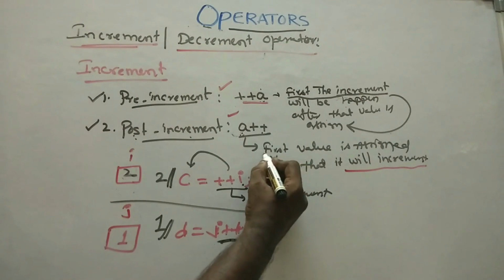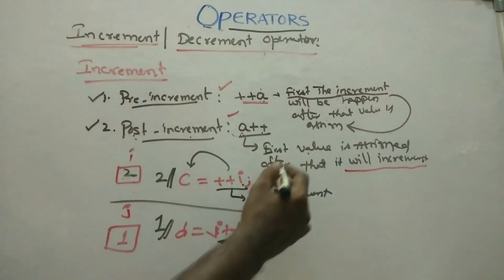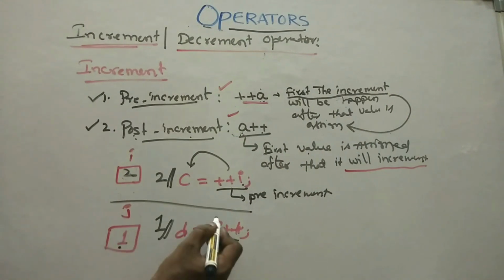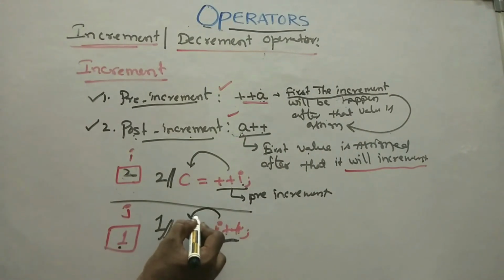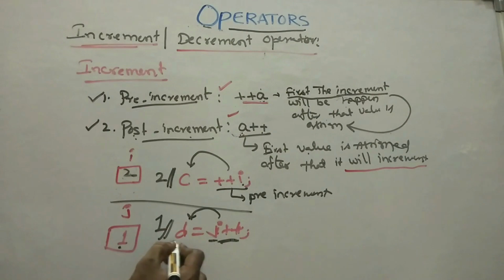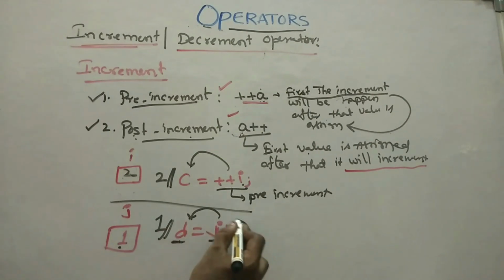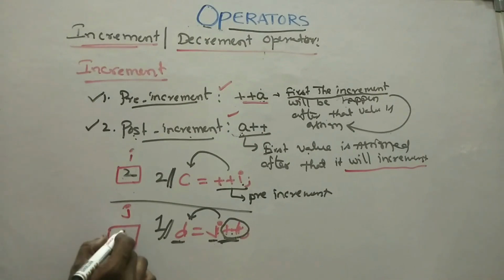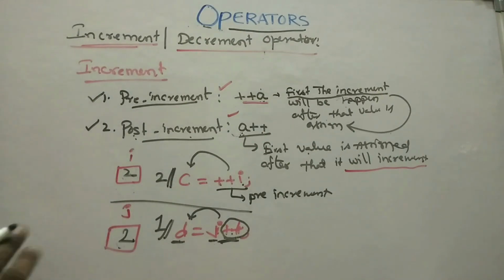Post-increment means first the value is assigned. What is the value of J now? The J value is 1. This value is assigned to the particular expression, so now the D value is 1. After that it will perform the increment. Now the J value becomes 2.